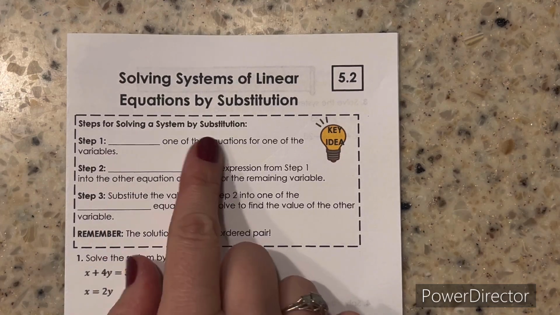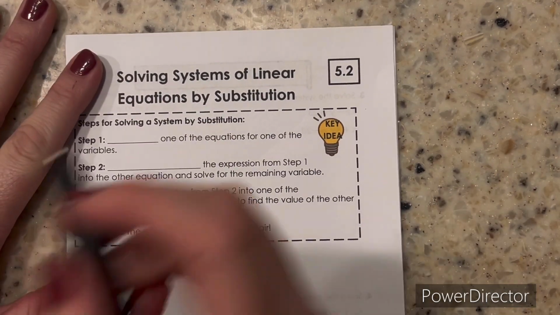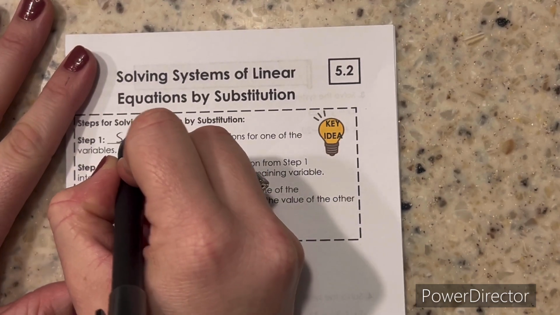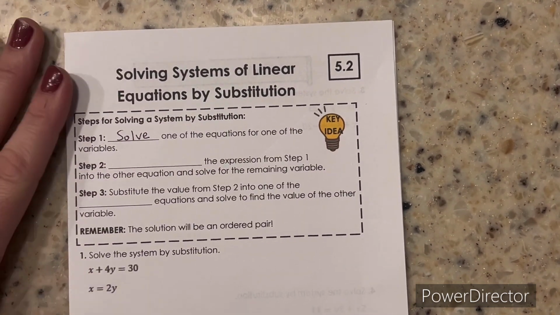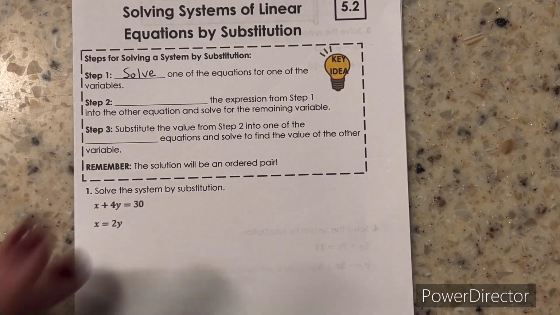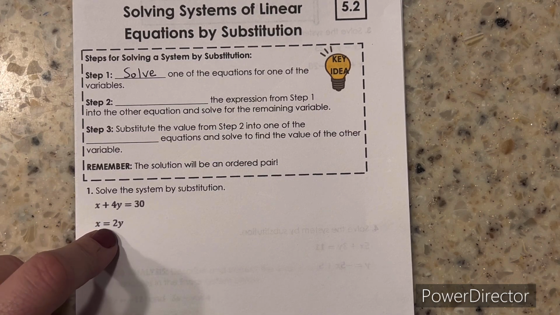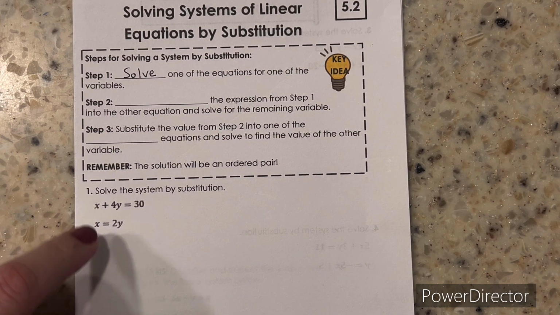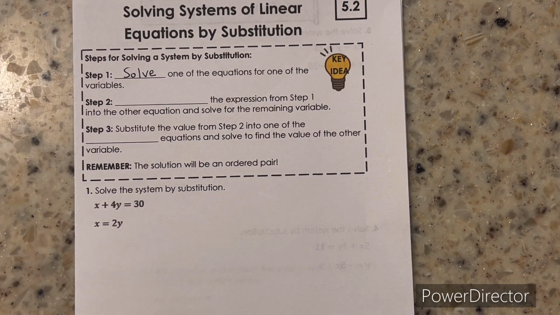So steps for solving a system by substitution. Step number 1, this is the one that we get to skip most of the time, is to solve one of the equations for one of the variables. So I want you to look at number 1. Number 1, we've got 2 equations, so that means there's 2 lines. We have x plus 4y equals 30 and x equals 2y. Because this bottom one, that second one, is already solved for the x variable, step 1 is done. You don't have to do anything, you don't have to fix anything. We're ready to move on into step 2.